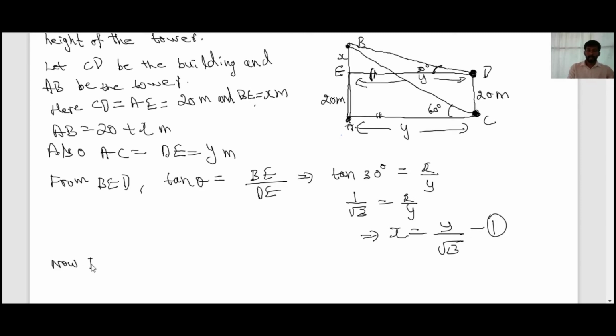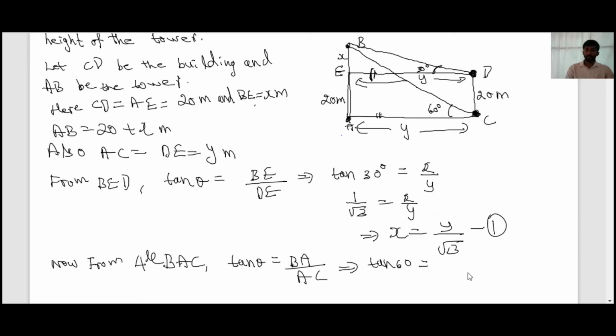Now what's the remaining triangle? BAC. You can observe one right angle triangle, right? From triangle BAC, again the opposite length is there as well as the adjacent length. So use the formula tan theta. Tan theta is equal to opposite, BA or AB, divided by the adjacent. Adjacent side is AC. This implies tan theta is equal to tan 60 degree. You can observe theta is 60 degree.